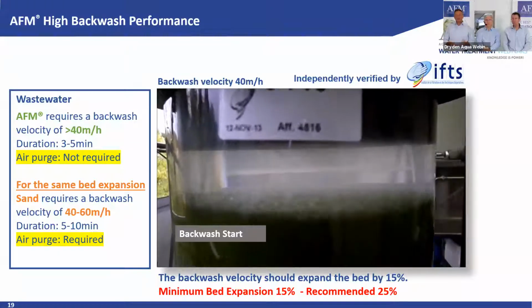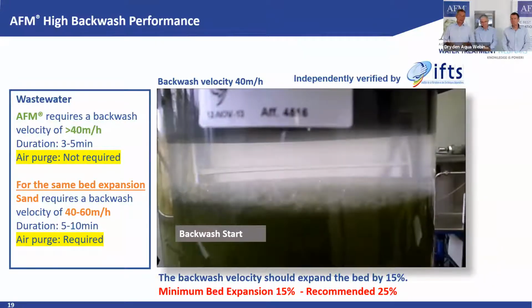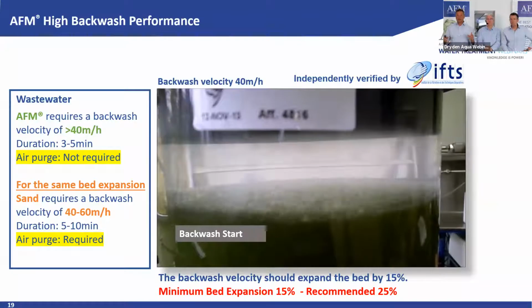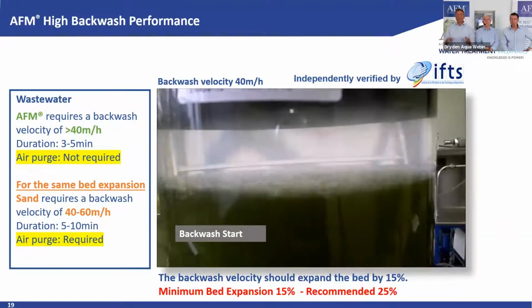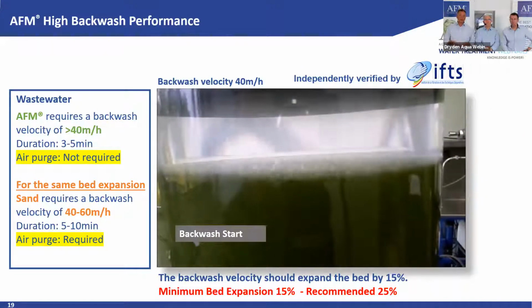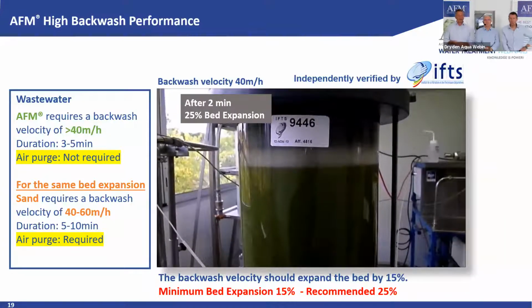Also, a lot of people think, well, I do air, water, and so that compensates, and then I don't need a high backwash velocity. Again, this is wrong, because with the air wash, with the air purge, you mix up the filter bed, and to reclassify the bed, you need a high backwash velocity to have this bed expansion to reclassify the bed.